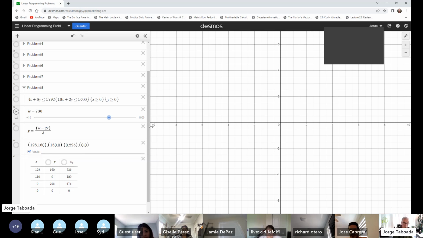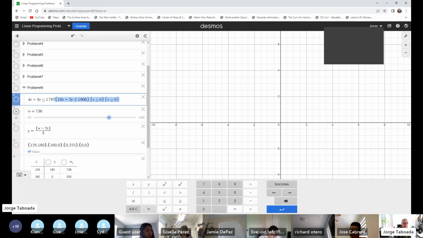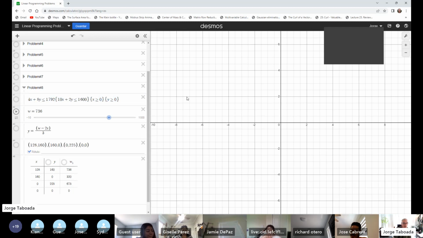Yes. Now I copy my system of inequalities. Is this guy? Copy one by one, separated by curly brackets: 4x plus 8y less than or equal to something, 10x plus 2y less than or equal to something, x greater than or equal to 0, y greater than or equal to 0. I plot that. Boom. Wow, what the hell?